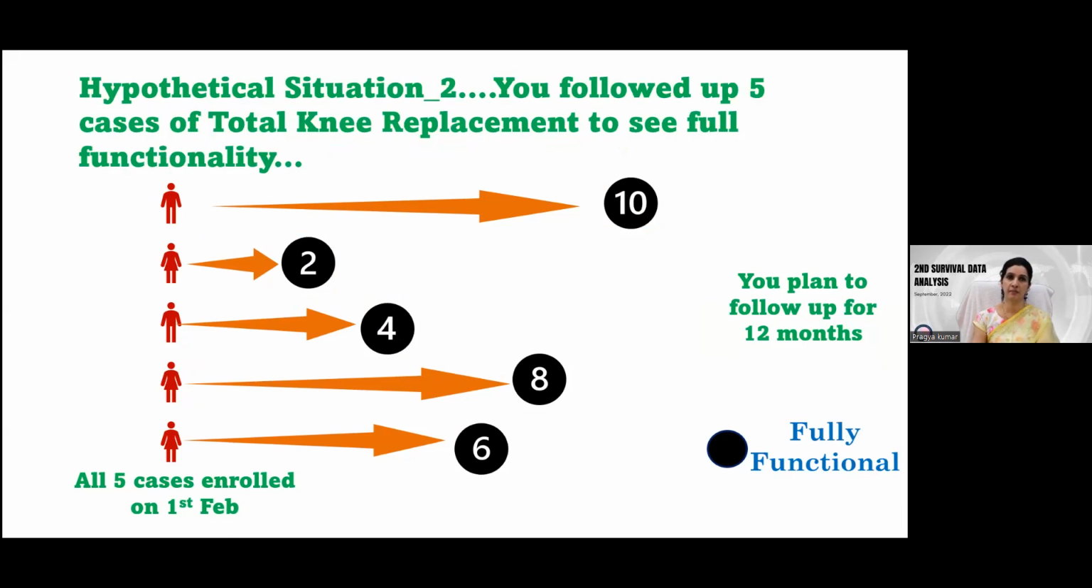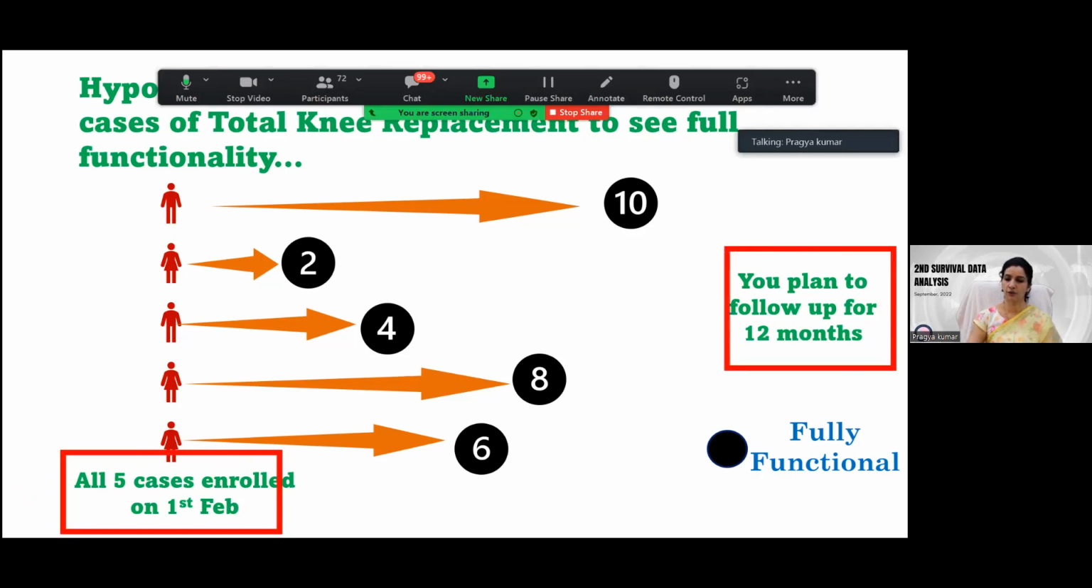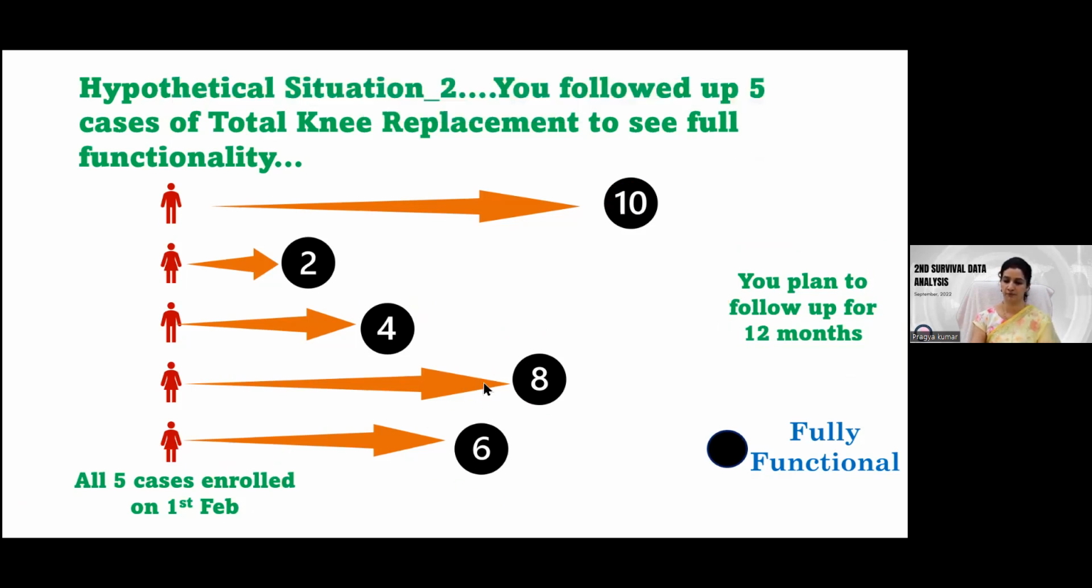Similarly, this is the same case where you followed up 5 cases of total knee replacement to see the full functionality. All cases are enrolled on 1st of February, and then you are following them up till 12 months. The follow-up period, or the development of the event, is variable: 10 months for the first, 2 months for the second, 4 months for the third, 8 months for the fourth, and 6 months for the 5th person.